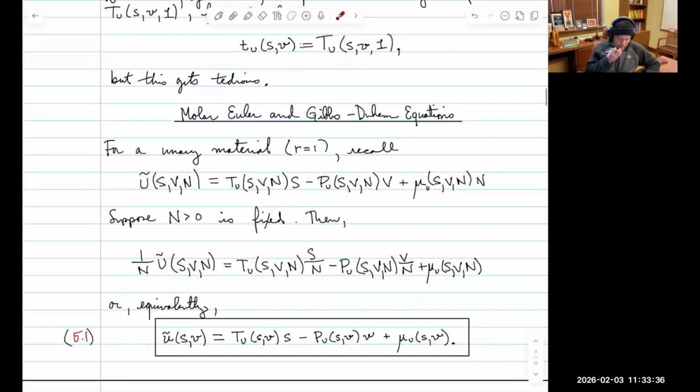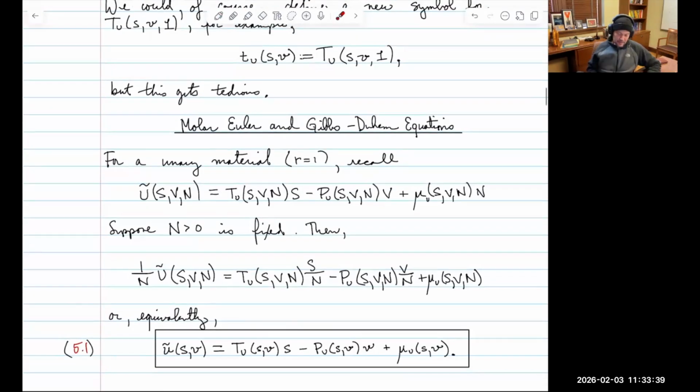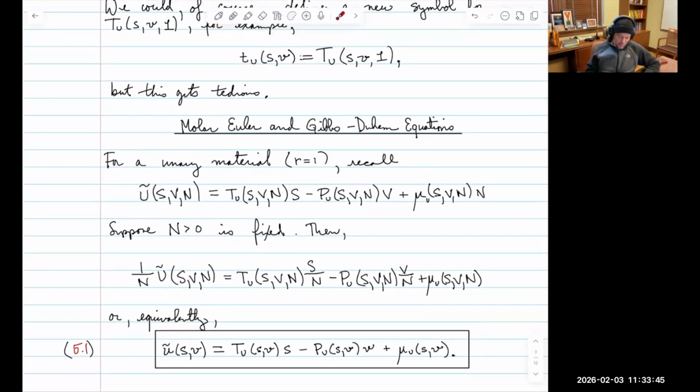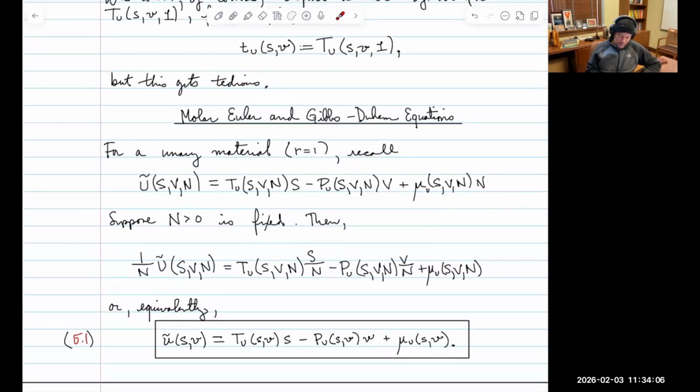Okay, so now the next thing we want to do is derive molar Euler and molar Gibbs-Duhem relations, or Gibbs-Duhem equations. This is fundamental for us because this is the practical way that these equations are most often used, as we'll see with a couple of examples. So let's first start off with the Euler equation.